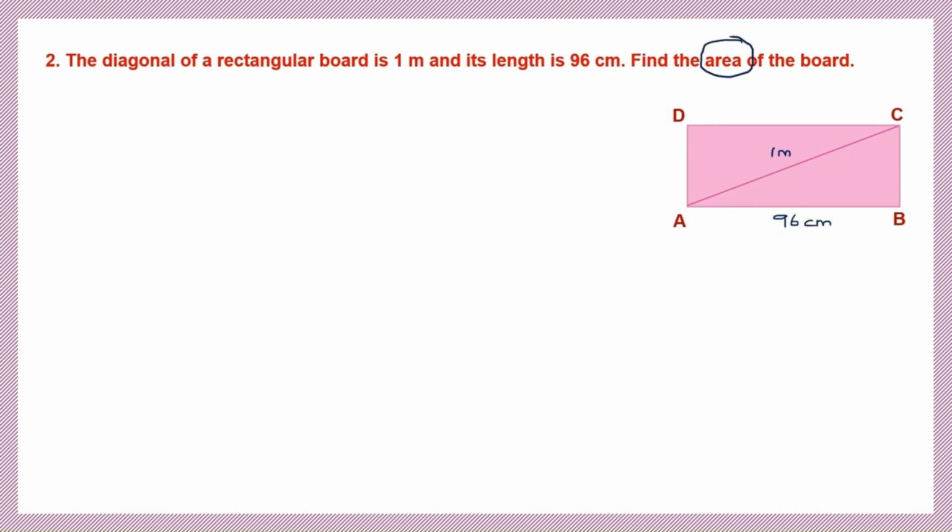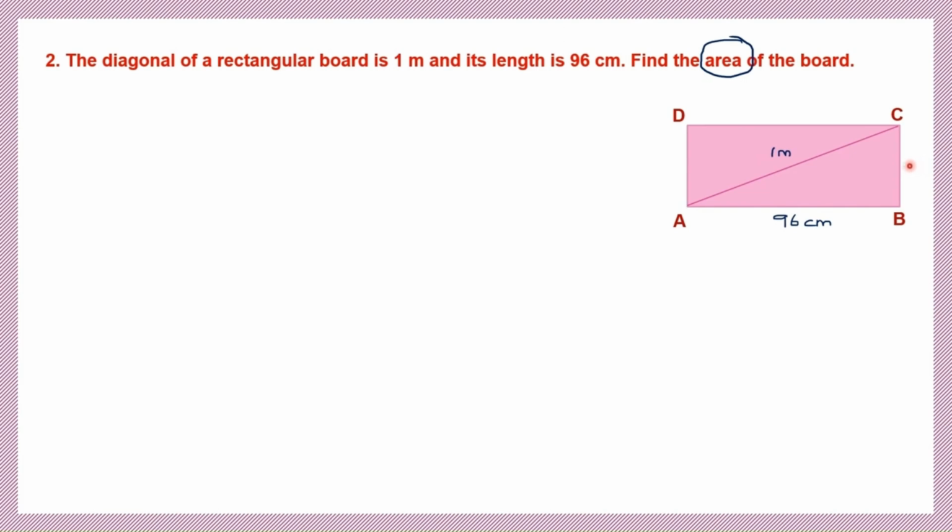To find the area, remember we use the formula length into breadth. Now we have the measurement of the length, but we don't have the measurement of the breadth. But we've been given the diagonal. Now with the help of the measurement of the diagonal and the length, we can first find the breadth. And once we find the breadth, we can find the area by using the formula length into breadth.